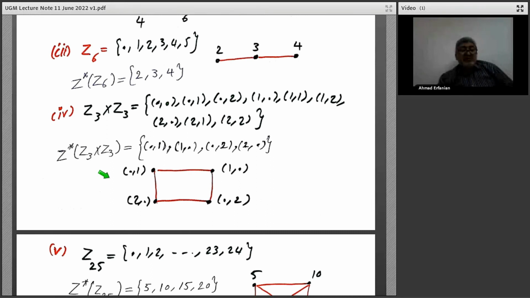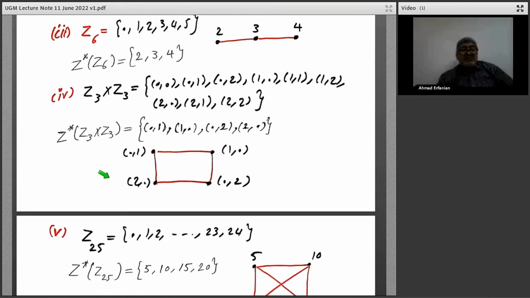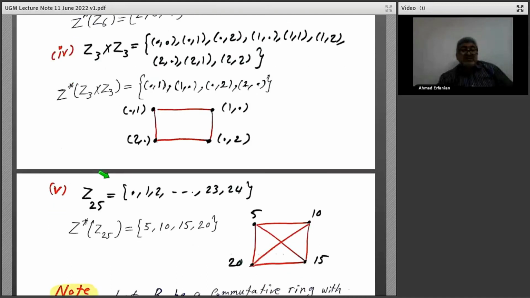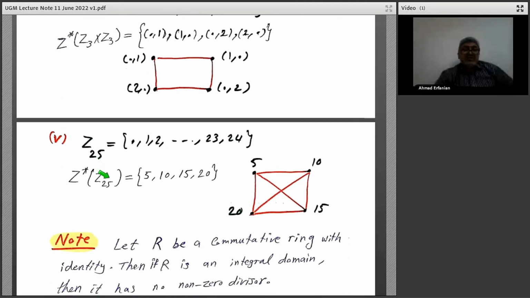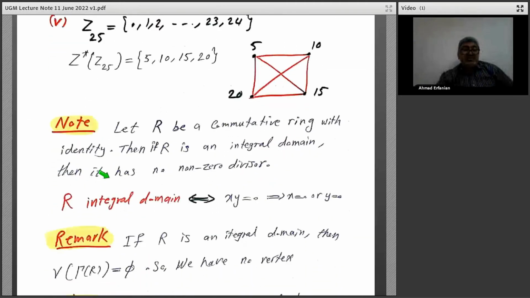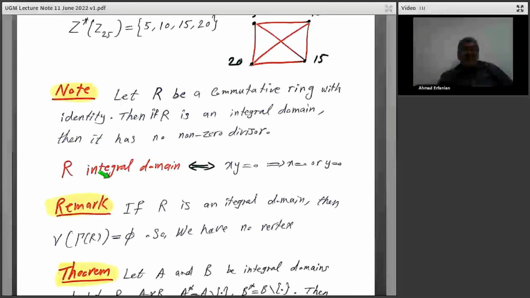And similarly for Z6, for Z3 cross Z3, the direct product of two rings Z3 and Z3, and Z25, right? Those are some examples. Now, one of the main points is the definition of an integral domain.